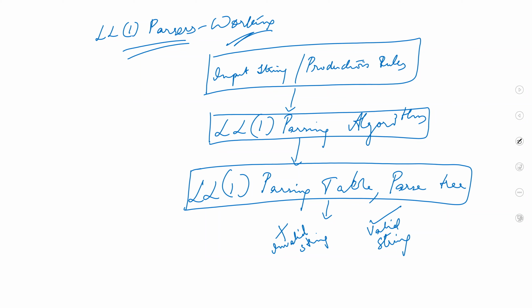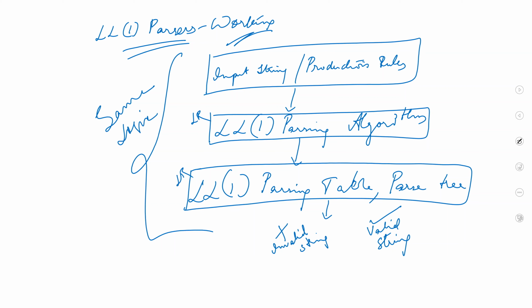Now, interestingly, all parsers follow the same logic. The only thing that changes is that if it is an LR parser, you will be using an LR parsing algorithm and an LR table. If it is an SLR, you will be using an SLR parsing algorithm and constructing a different table, and so on. So be it any parser, this is the basic logic of how a parser works.